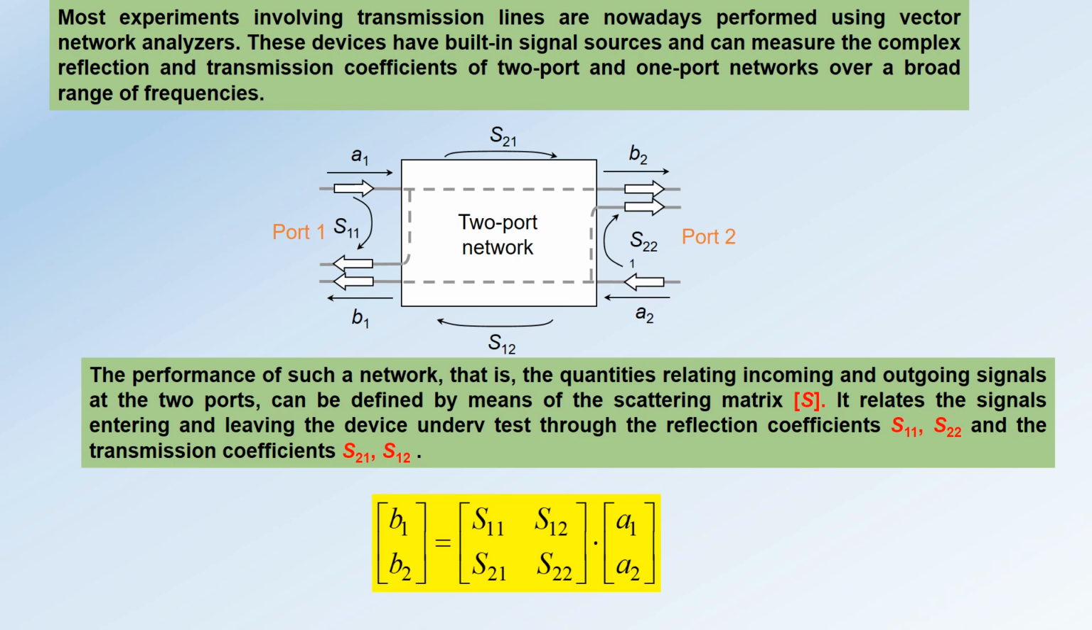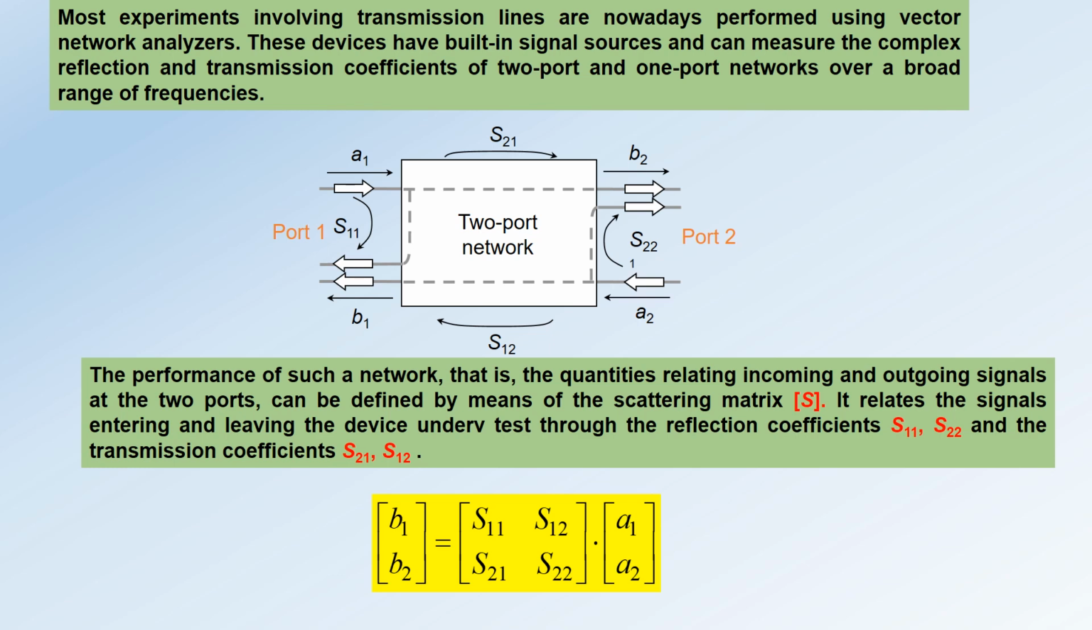Most experiments involving transmission lines are nowadays performed using vector network analyzers. These devices have built-in signal sources and can measure the complex reflection and transmission coefficients of two-port and one-port networks over a broad range of frequencies. In the figure there is a sketch of a two-port network. Port 1 is on the left, port 2 on the right, and you can see the reflection coefficient for port 1 S11, for port 2 S22, and the two transmission coefficients S21 and S12 between the two ports.